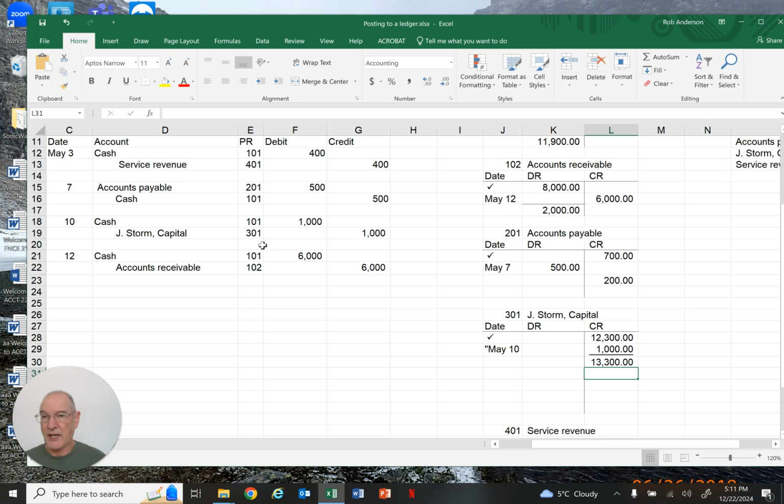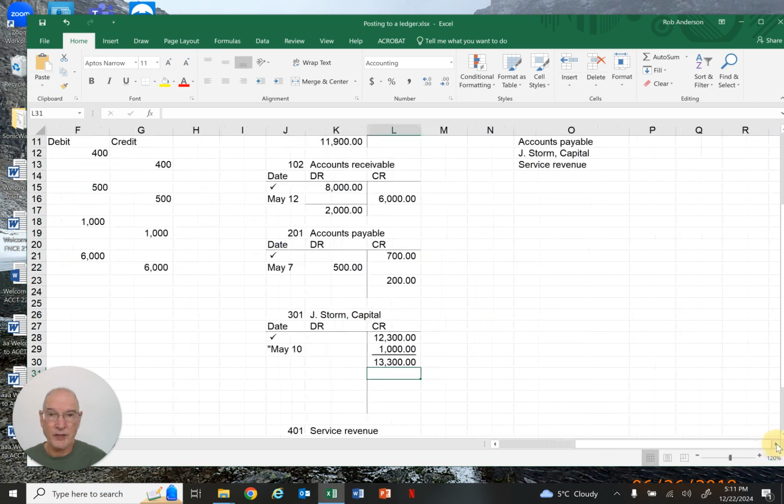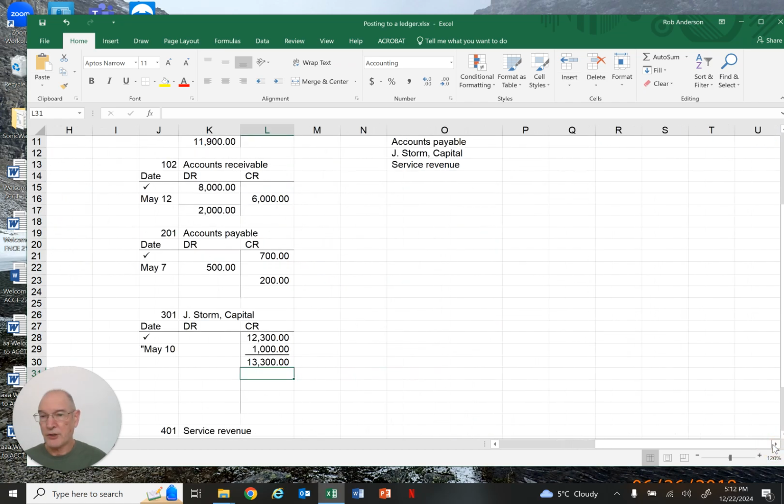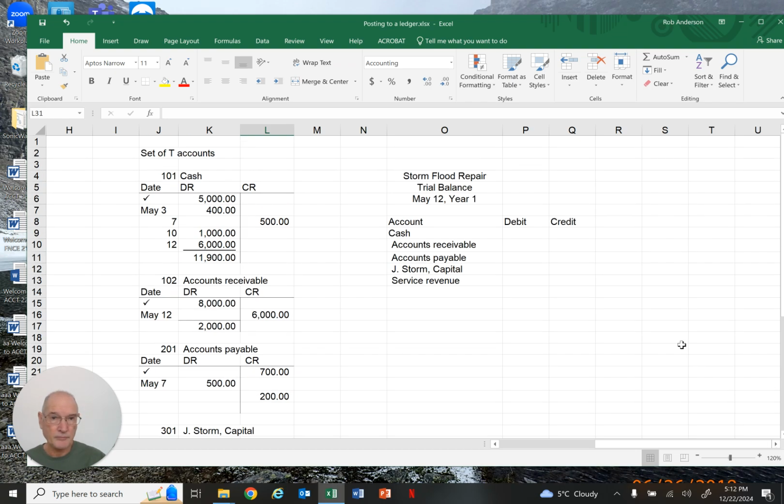You could have a lot of transactions from the 12th to the end of the month, and you're probably going to do a trial balance at the end of the month. But for us, we're going to do one right now. Let's look at our trial balance. Trial balance is there to make sure that all the debits in your ledger are the same total as all the credits in your ledger.